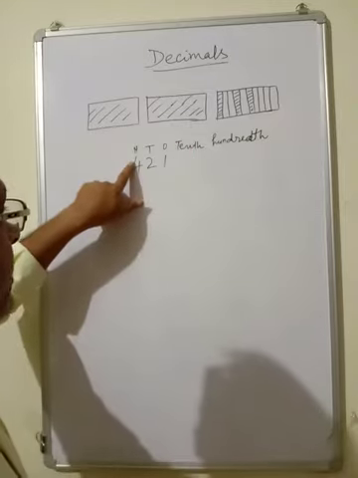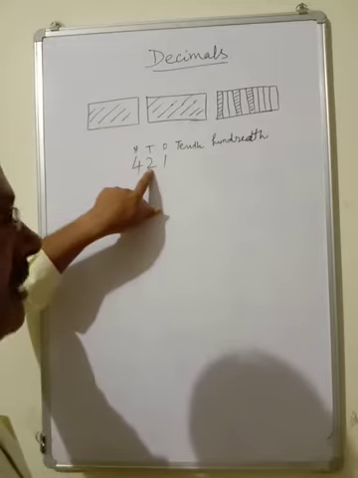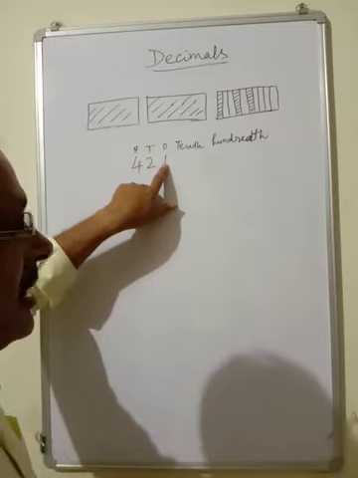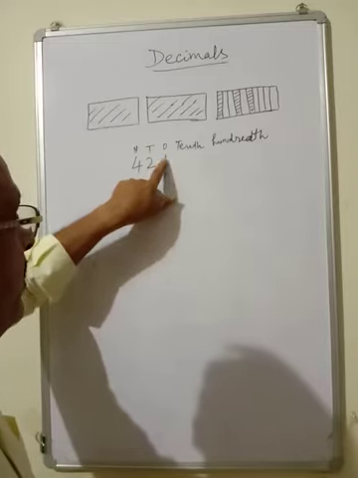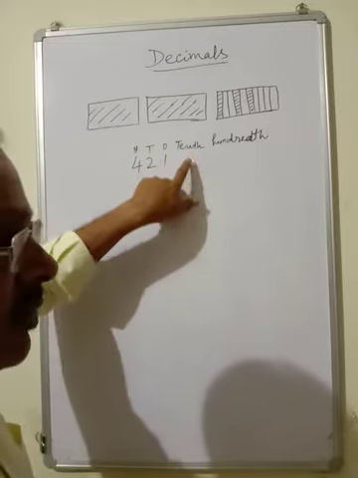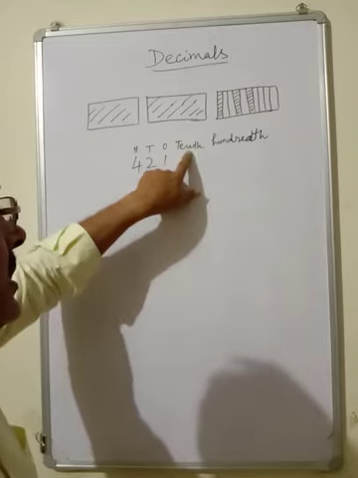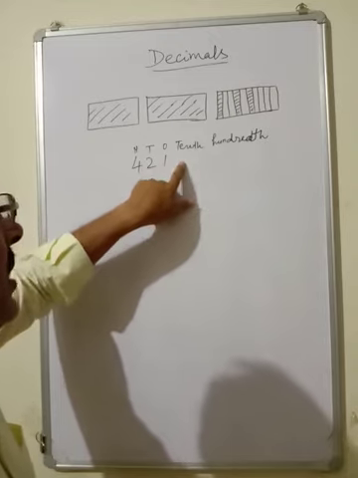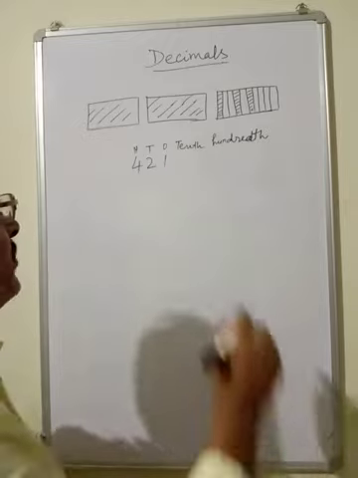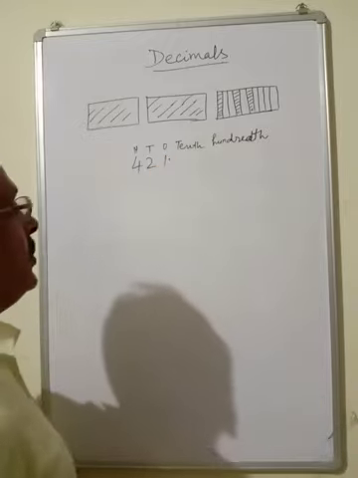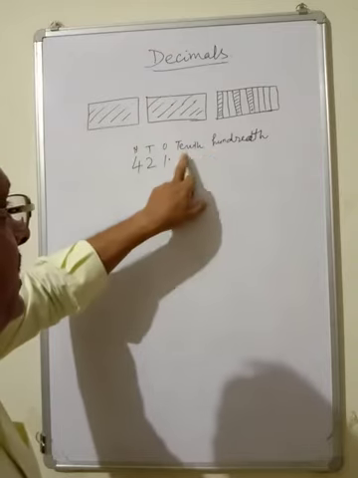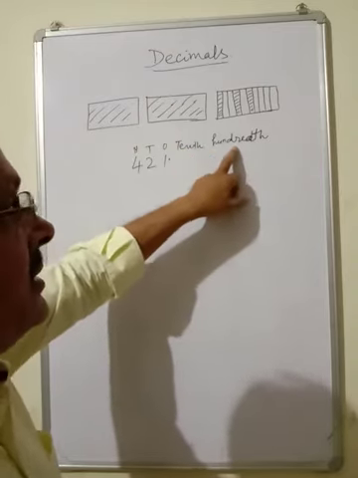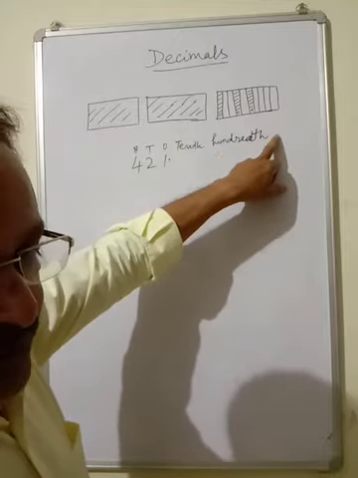If you divide 100 by 10, the answer will be 10. If you divide 10 by 10, the answer will be 1. And if you divide 1 by 10, the answer will be 1/10. So any number given, you have to divide by 10. And suppose here is the point. After the point, here is the tenths place. The second place is the hundredths place, and the third place is the thousandths place.